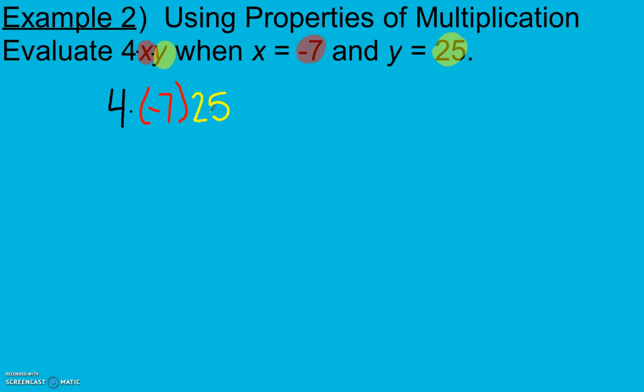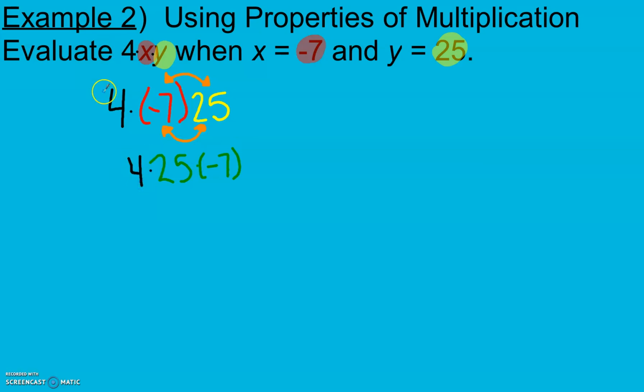Now, using my commutative properties again, I can move a couple of these around. If I look, I know that 4 times 25 is 100, just like 4 quarters gives me $1. So if I move these two, it makes it a little bit easier. Otherwise, we multiply left to right, and I have to take 28 times 25, and that one gets a little bit trickier. So here, if I move those pieces, I still have 25 times negative 7. It's just in the other order.